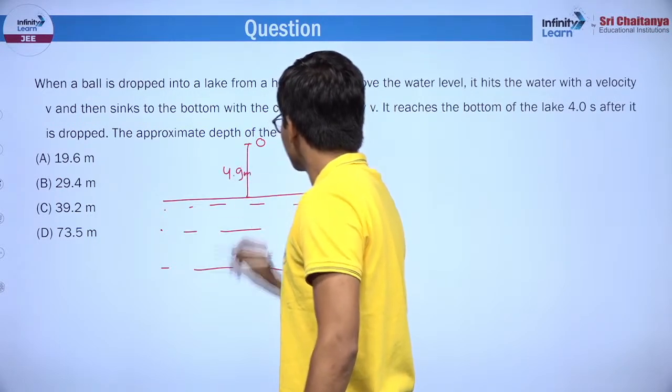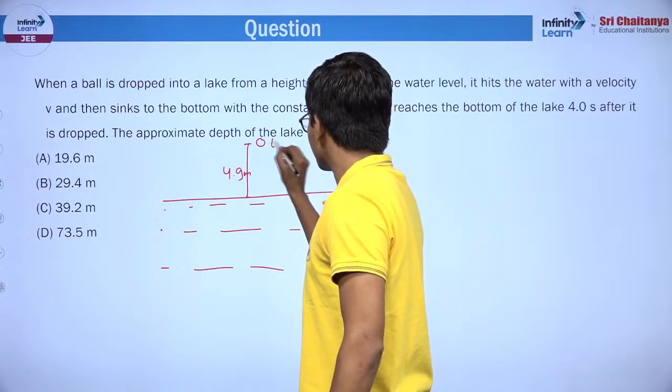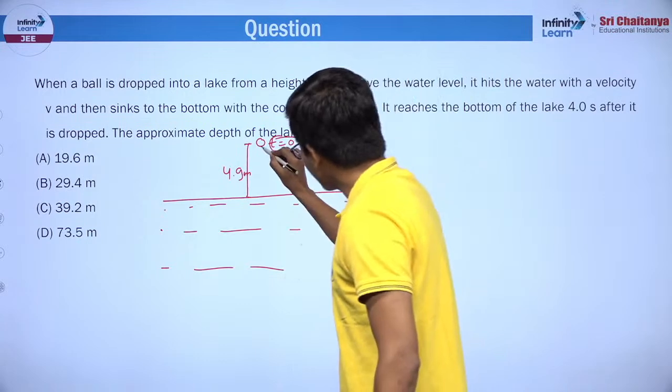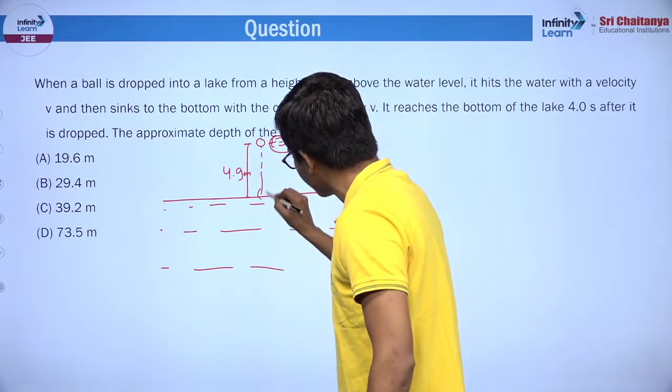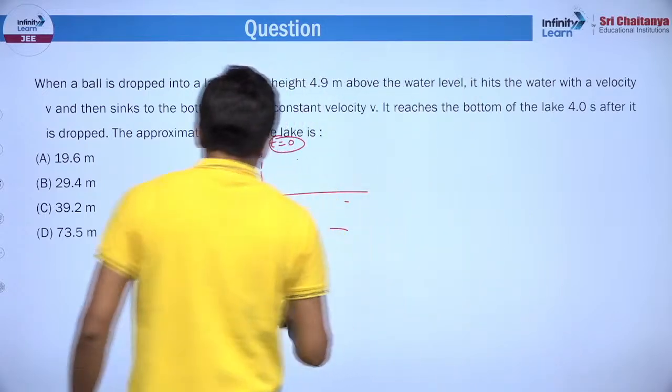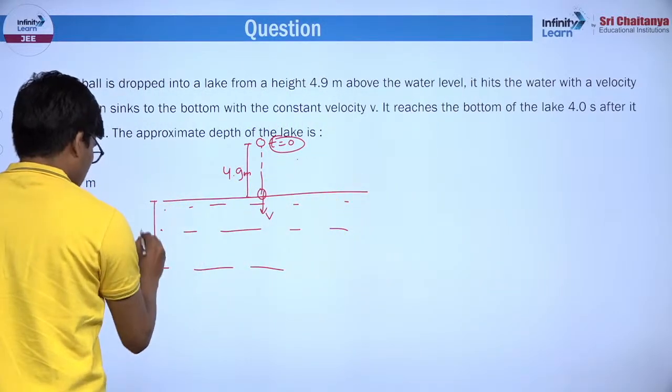Clock is very necessary. Let's say you have dropped this ball at t equal to 0, so it will achieve some velocity when it reaches this point. Let's say this velocity is v, and there is a depth, let's say h, of the lake.